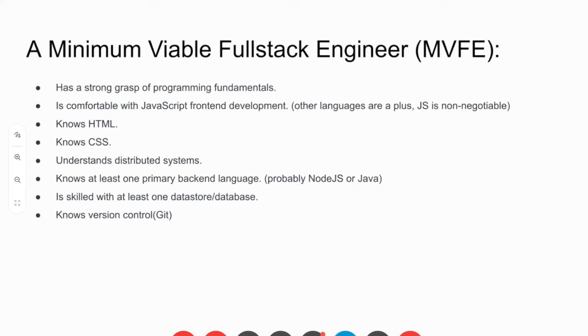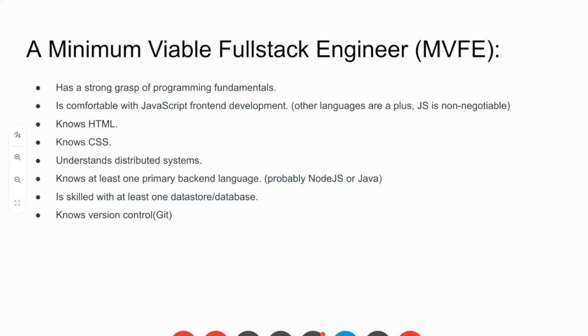If you look at this list, what this is really leading towards is that you should be self-sufficient. You should be able to bring up the front end and the back end, and then you should be able to stitch them together.